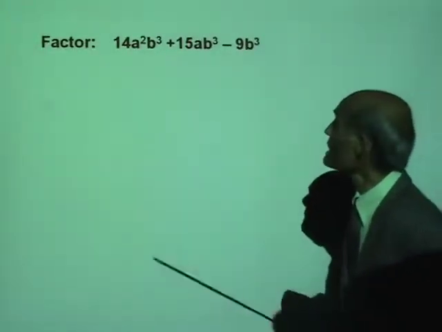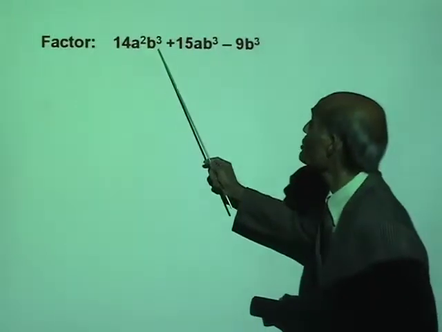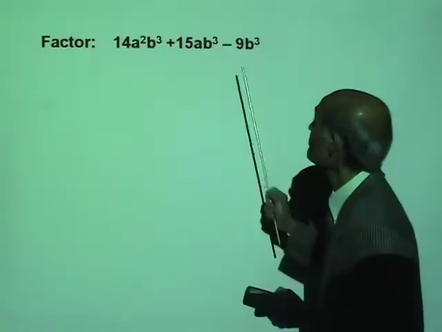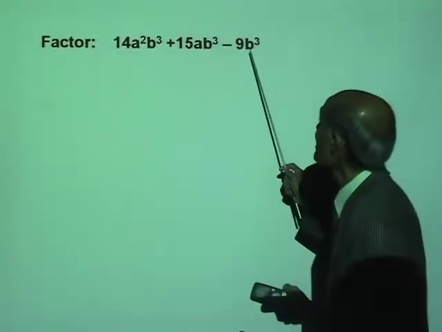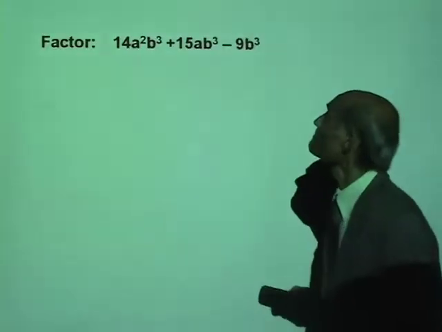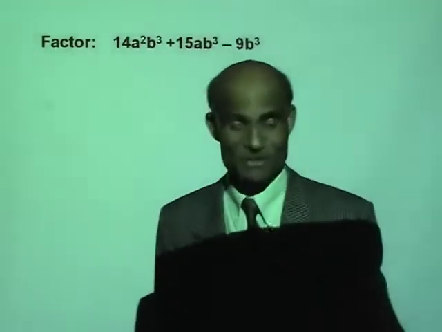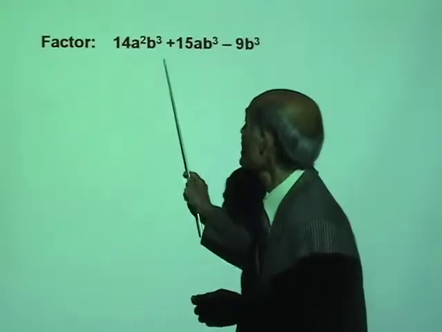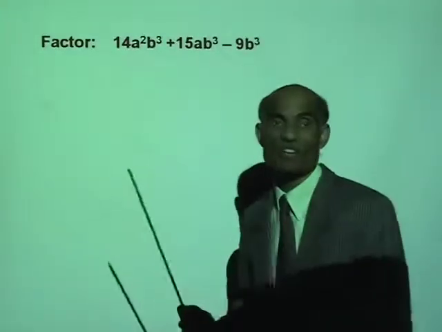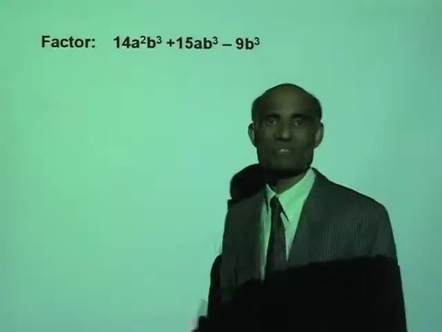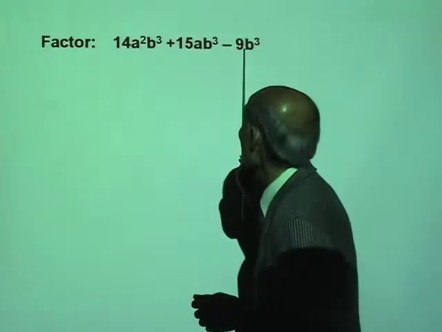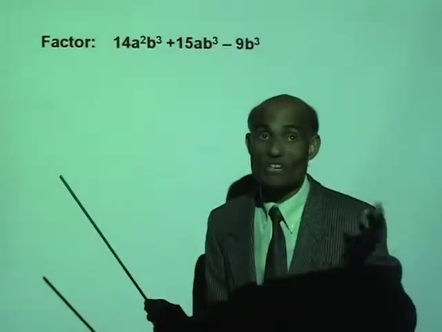Factor 14a squared b cubed plus 15ab to the power of 3 minus 9b cubed. What's the first step? Can you see a common factor there? If you look at the numbers 14, 15, 9, there is no common factor in the numbers. A squared, a, there is nothing in a there, so no common factors in a.